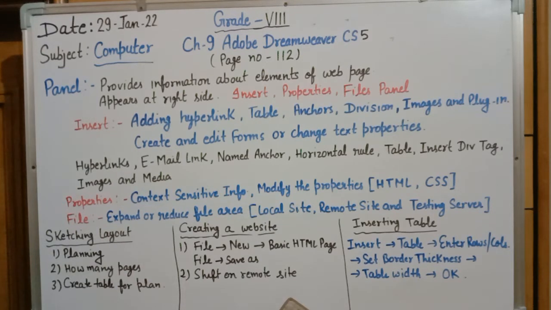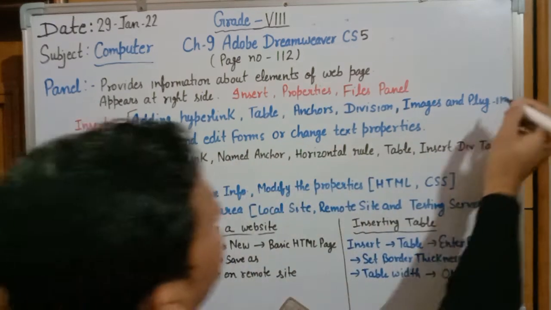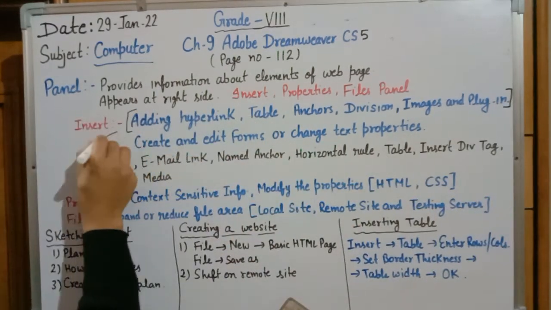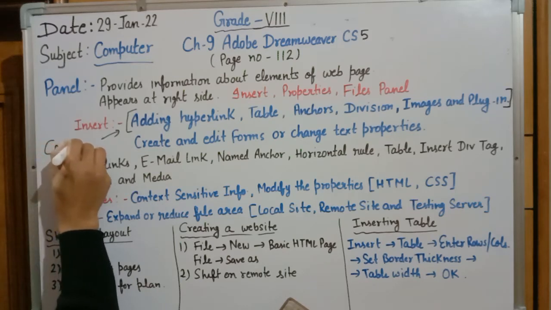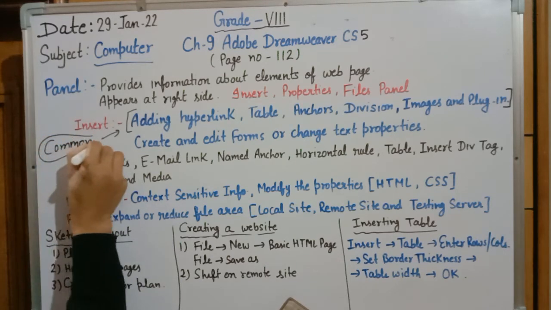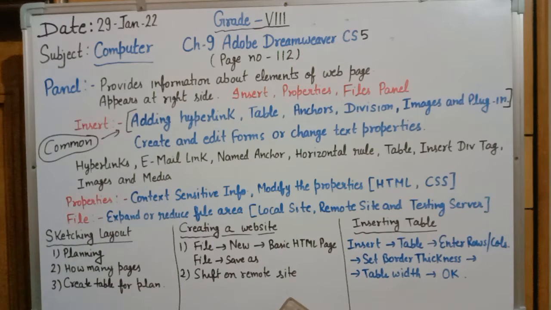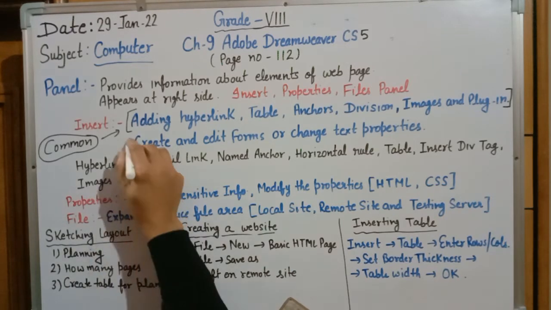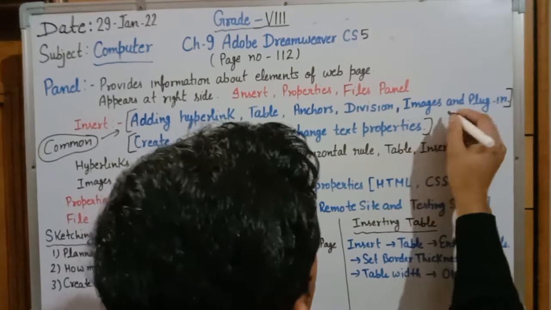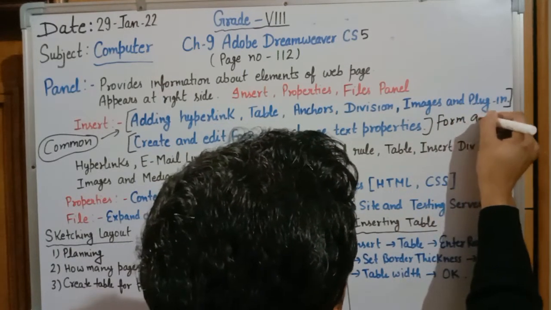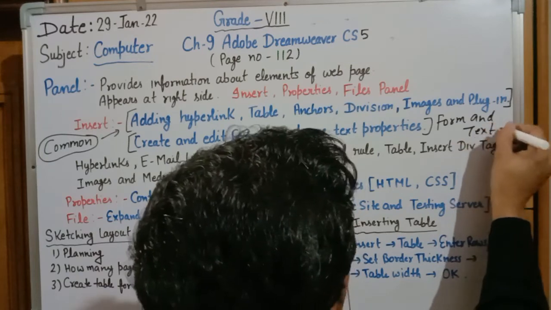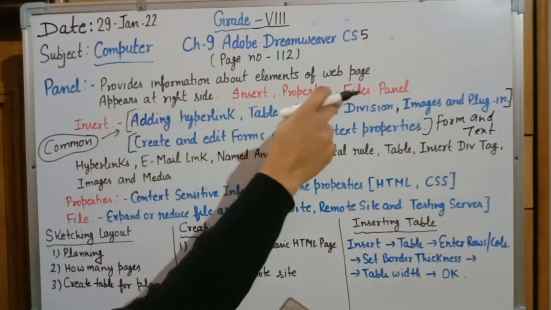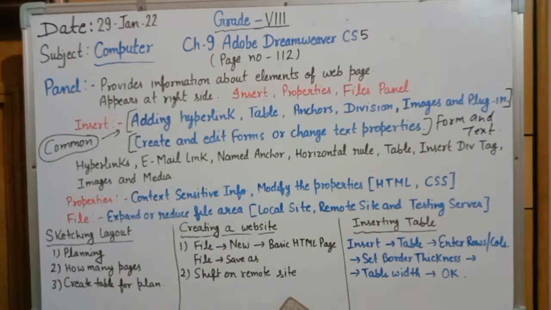One more thing I want to tell: all these features up to plugins are under the common tab, because the insert option divides its features on the basis of tabs. The other features, related to forms, are under the form and text tab, in which we can insert text and also create new forms. So one is related to common, and the second is related to the form and text tab.